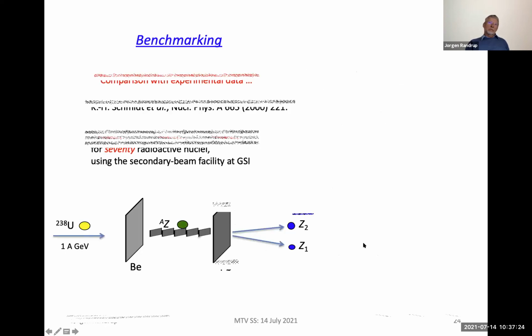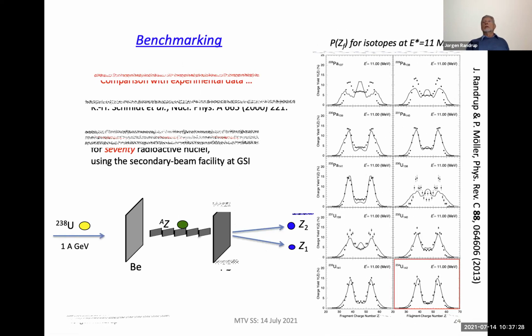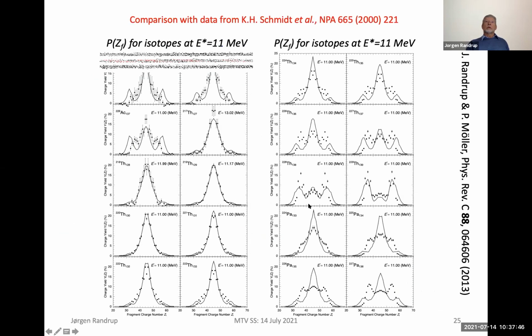This doesn't work well, but the calculation works well. Let me just skip over. There's data and there's a calculation. The data are the points, the calculation is the line. There are 70 cases here. This one is the one I just showed for uranium-234. You can see it has now been fixed, that it works. And then we compare with all these different mass distributions. I'll go through quickly.